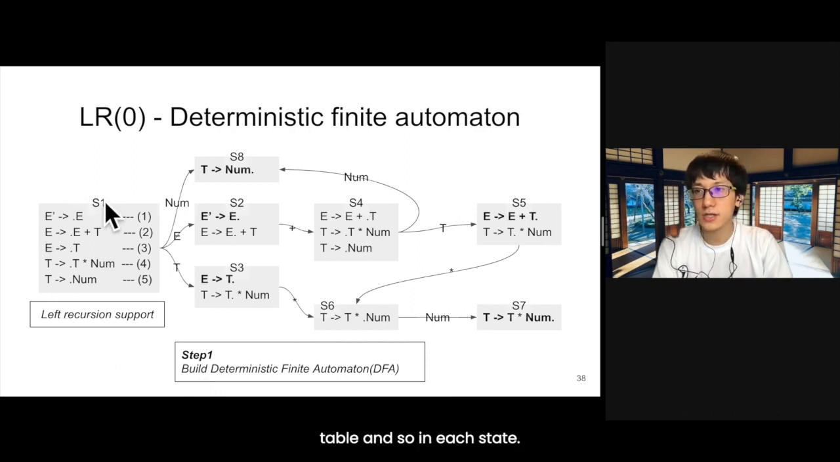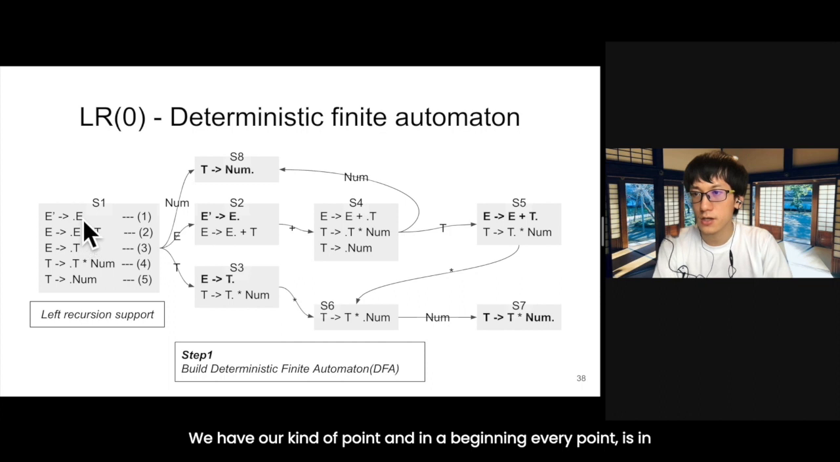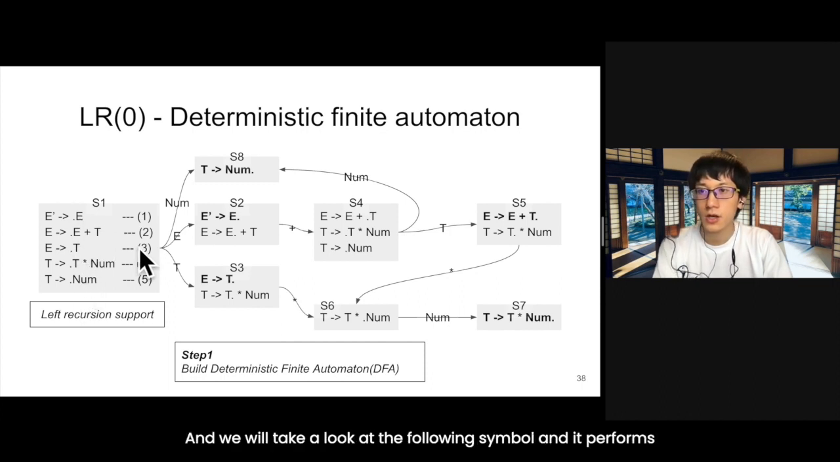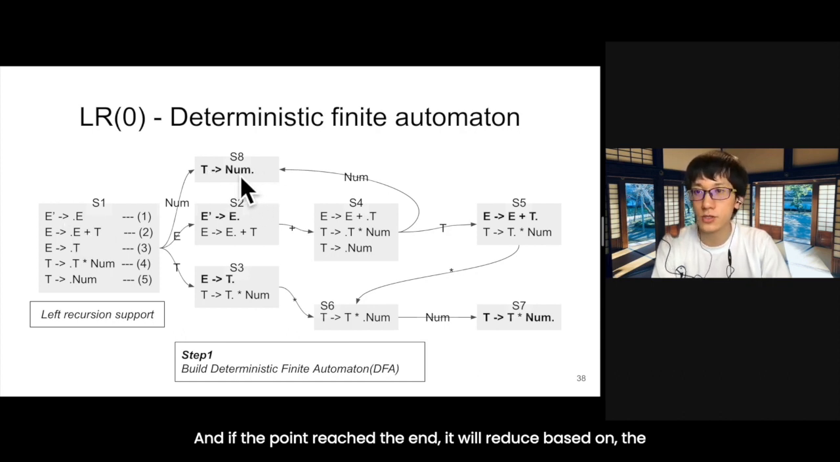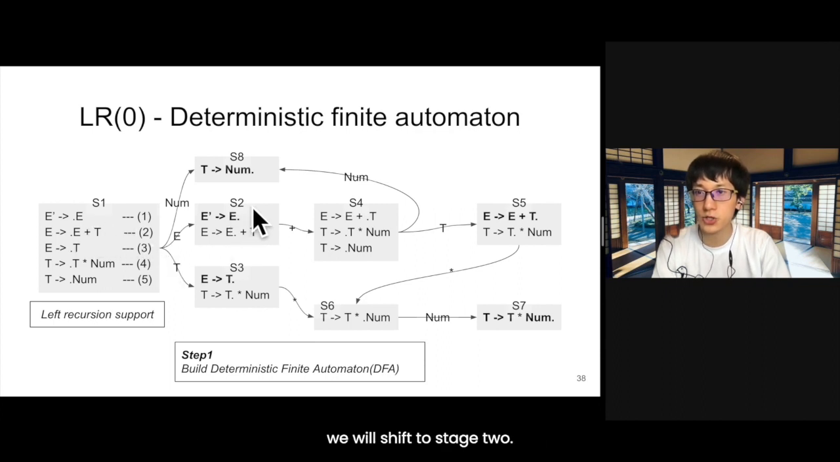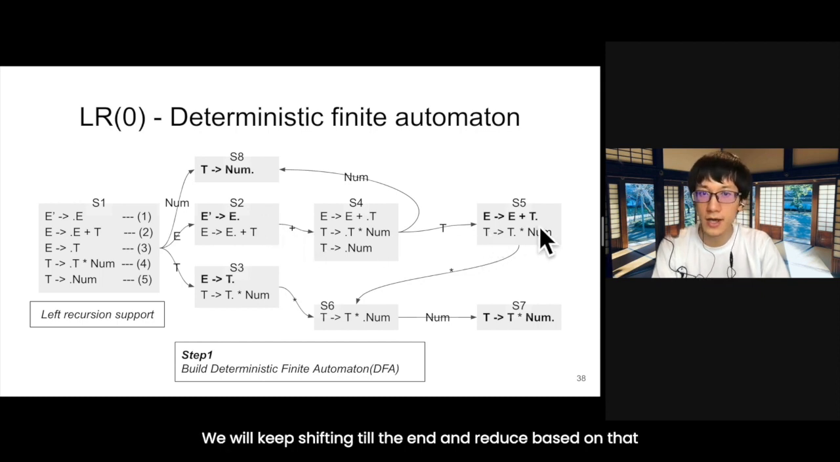In each state, we have a kind of point. In the beginning, every point is at the start position. We take a look at the following symbol and perform the shift action to a different state. And if the point reaches the end, it will reduce based on the rule. So in this case, we say, oh, this is rule 5, so we will reduce based on rule 5. And if we are in the beginning and we meet E, then we will shift to state 2. So it's a kind of workflow. We will keep shifting till the end and reduce based on that rule.